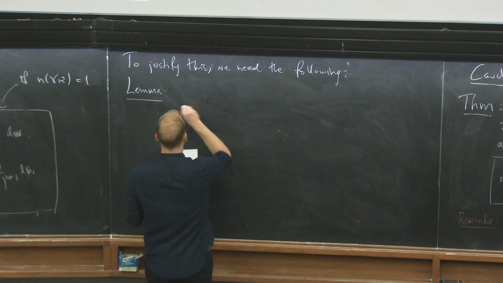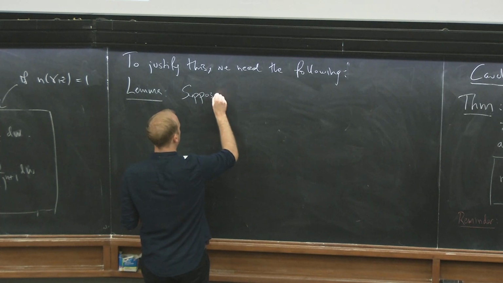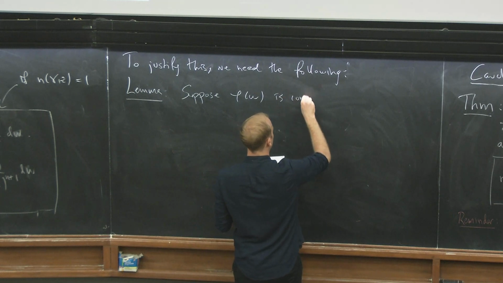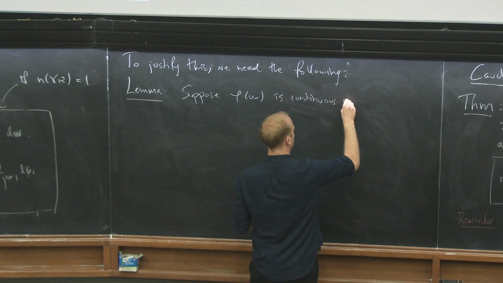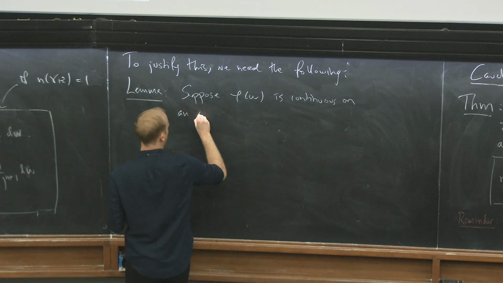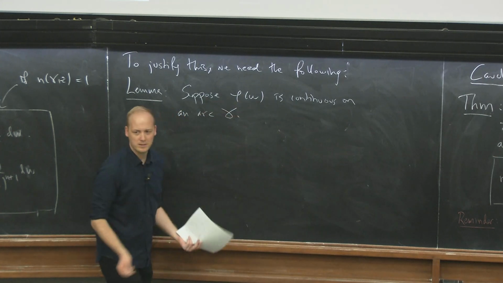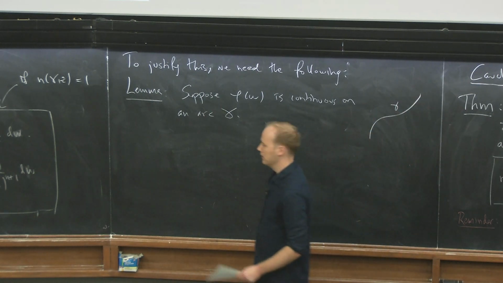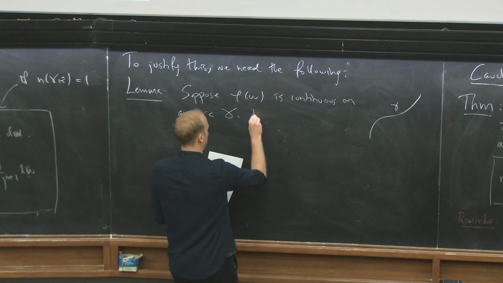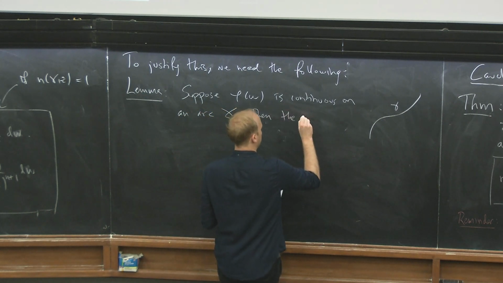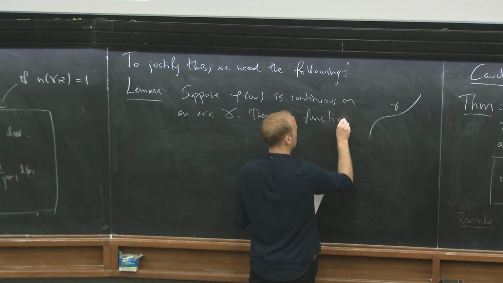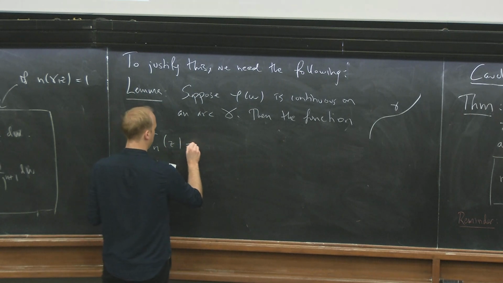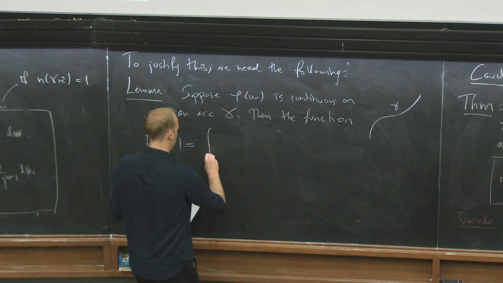which says the following. Suppose phi of w is continuous on an arc gamma. An arc means it's not necessarily closed. So we have some gamma here, sufficiently regular. Then the following function, f_n of z, defined by such an integral.